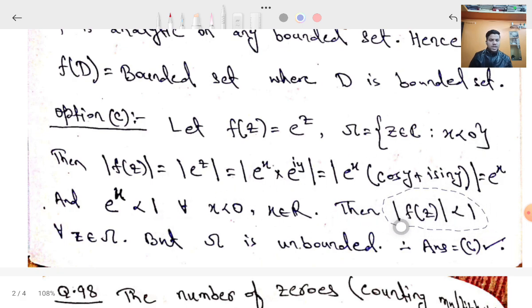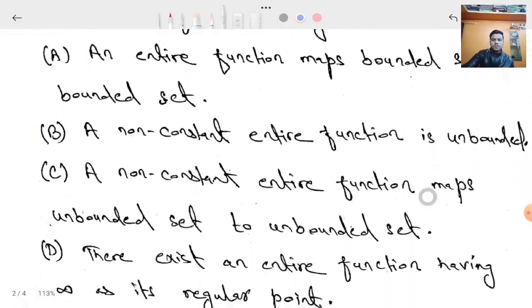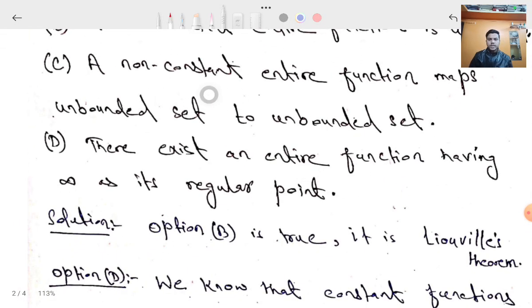That means f(z) is bounded on the unbounded set. Hence, it is not true that a non-constant entire function maps an unbounded set to an unbounded set. In this case, we got a bounded set for an unbounded set. Hence, option D is false. Then, this will be our answer.